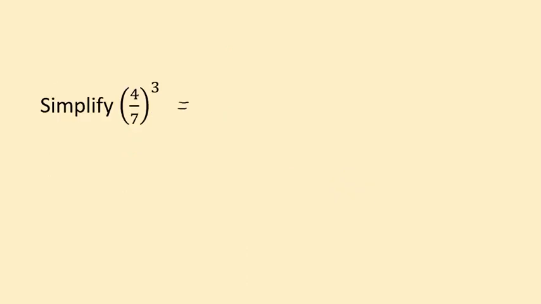The second example for today is this question here. So simplify 4/7 cubed. So let's have a think about what that means. Again, I'm just going to write this out how I know what it means. I know what cubed means. It means times by itself 3 times. So let's get rid of those confusing brackets and just write this as 4/7 times 4/7 times 4/7.